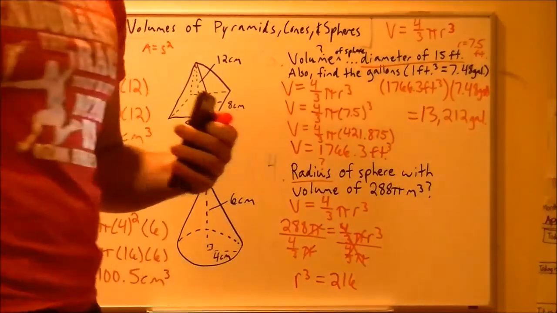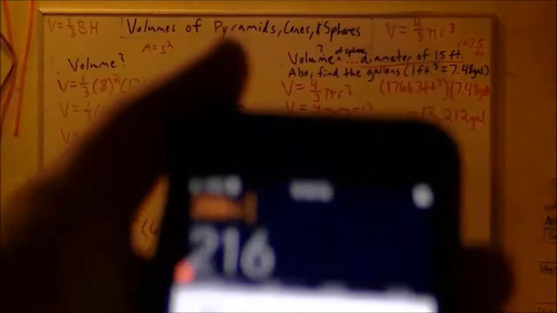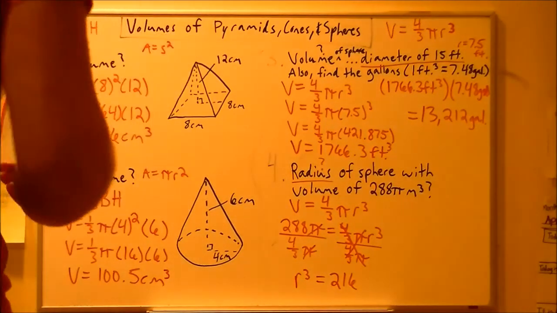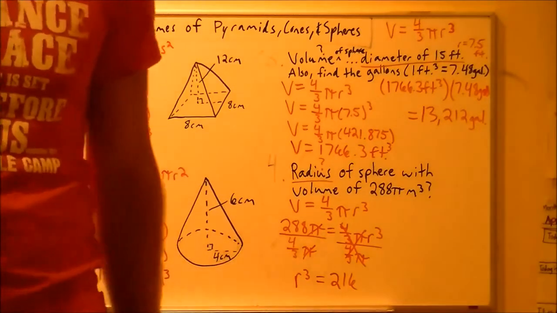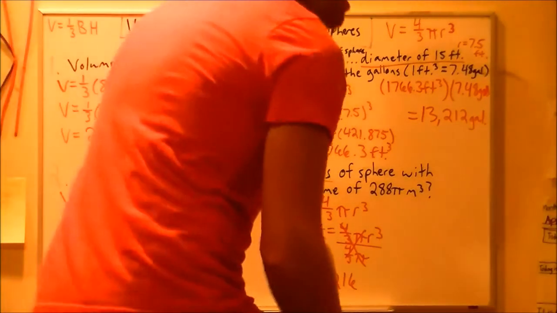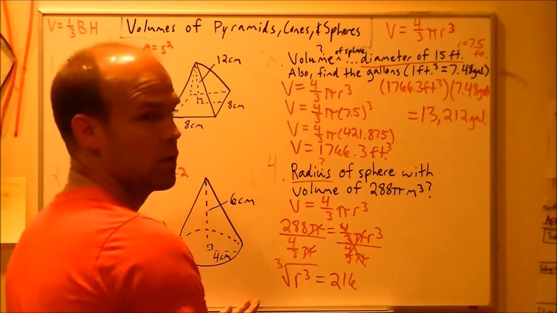Question: am I trying to find the radius cubed? No. I've been asked to find the radius, period. And so how do I get rid of an r cubed? I have to do the opposite or the inverse operation. What is the opposite? Do you remember this from our radicals chapter, the last one, number 11? What is the opposite of cubing something? It is taking the cubed root.